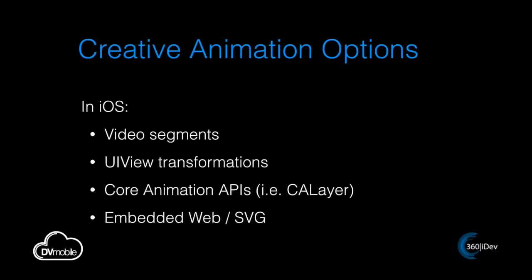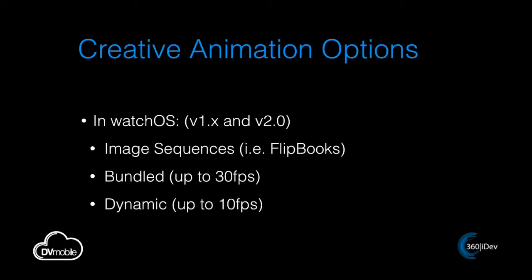We found that was most effective. The plus is it's a lot of flexibility. It's easier to maintain. The downside is it does have size implications. On the watch, we basically have what are called image sequences or flip books. And you can bundle those flip books in the app itself so that they're actually loaded on the watch at the time of install, and you can get up to 30 frames per second. Or you can do a dynamic from the phone, which is not recommended, and that slows down and has transmit issues.